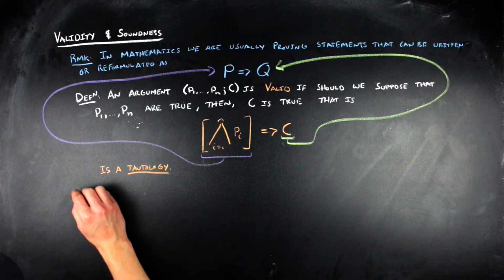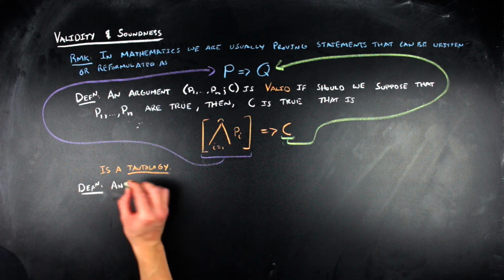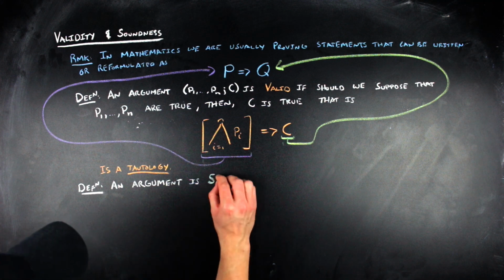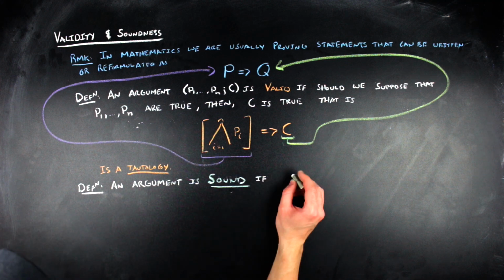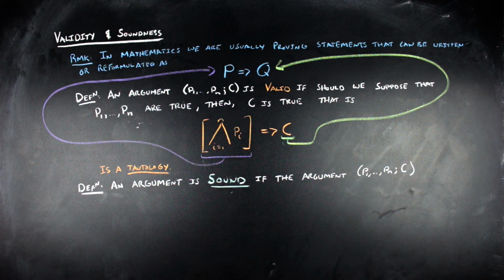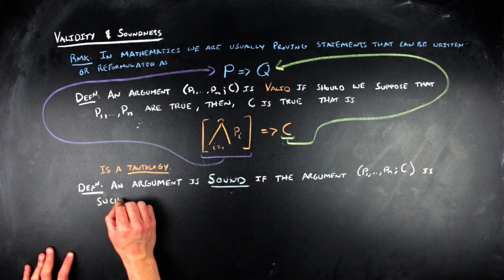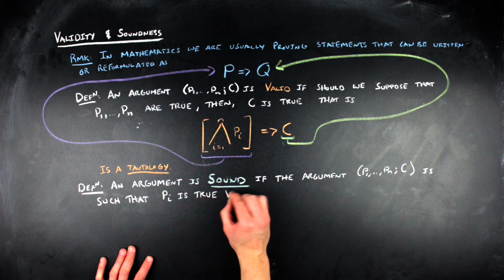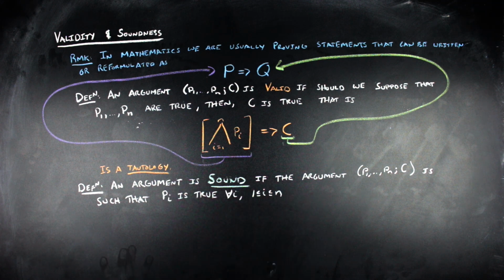But then continuing on, you can get into some weird stuff. So just to say it, even though we don't think about it that much in practice, an argument is sound if, given an argument in the form of the premises being P1 through Pn and a conclusion of C, we have that all of the Pi's are true for every i, where i runs from 1 to n.